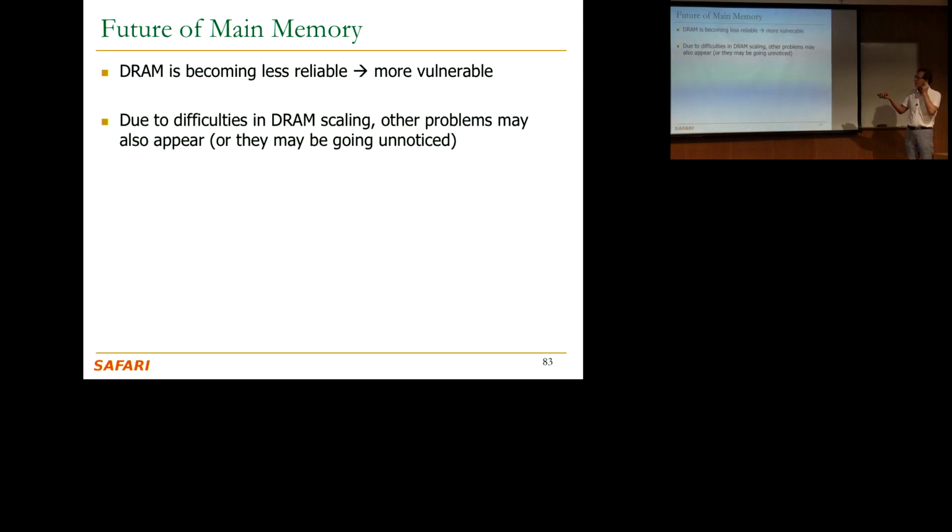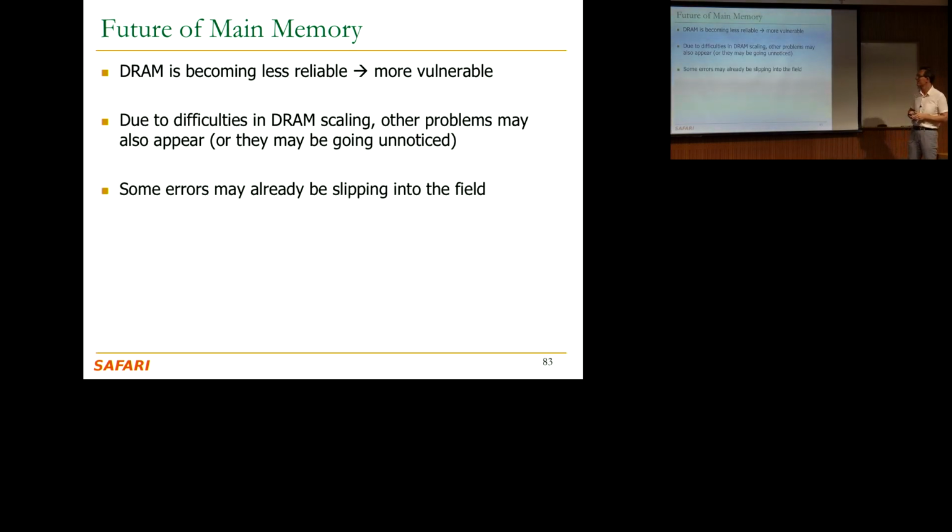Okay, basically due to difficulties in DRAM scaling, other problems may also appear, or they may also be going unnoticed at this time. We don't know fully. Some of the errors that we've seen in Facebook's fleet are interesting. They could be retention errors, but it's very hard to tell. Some errors may be already slipping into the field.